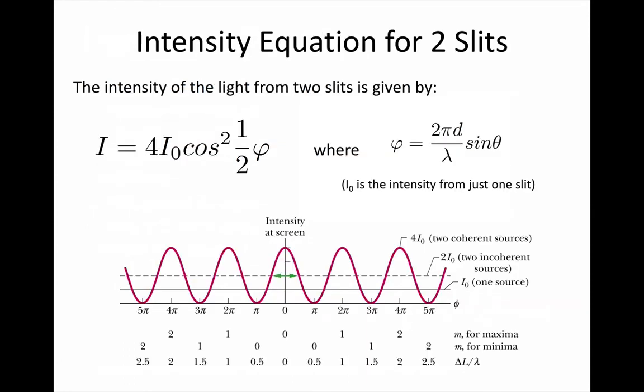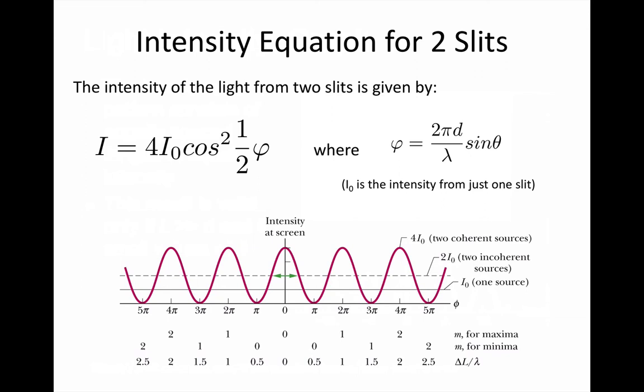The final equation for the intensity of the light is shown. We see that I is 4I0 cos squared a half phi, and phi, we remember, is 2 pi over lambda times d sine theta. So the amplitude of the resultant is actually 4 times the amplitude of the light from one of the slits on its own. Remember, the intensity is E squared, and so we have double the amplitude of the electric field. That makes 4 times the intensity.